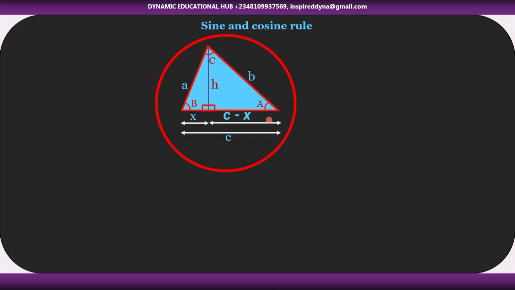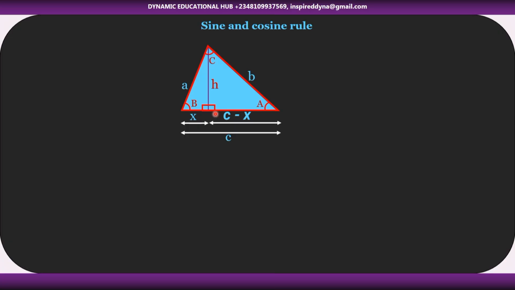Now let's use our Pythagoras theorem. What we want to do is find an expression for h using Pythagoras theorem. If you look at this h very well, h is part of this triangle, and h is also part of this triangle. So we are going to have two different expressions for h, and we are going to equate them.